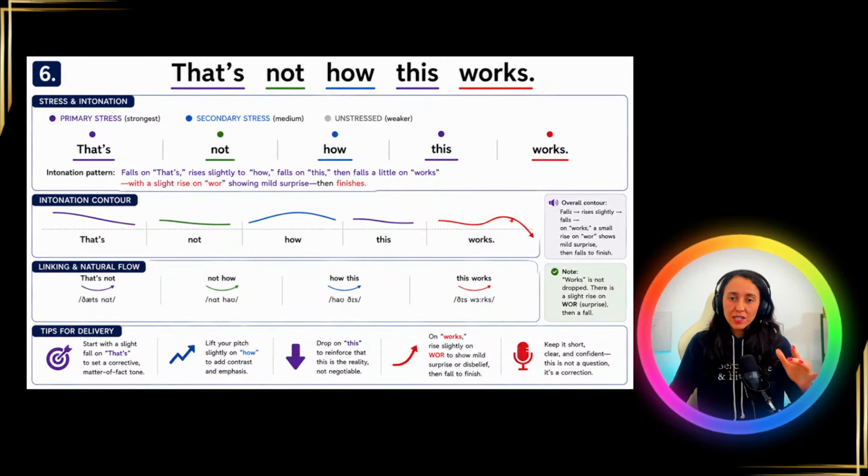That's not how this works. Whenever there is a negation in your sentence, it is really important to stress that that's not how this works. But she's stressing a little bit more the verb works, okay? If you want to add emphasis, I would stress not and work, okay? They are very, very important words, okay?